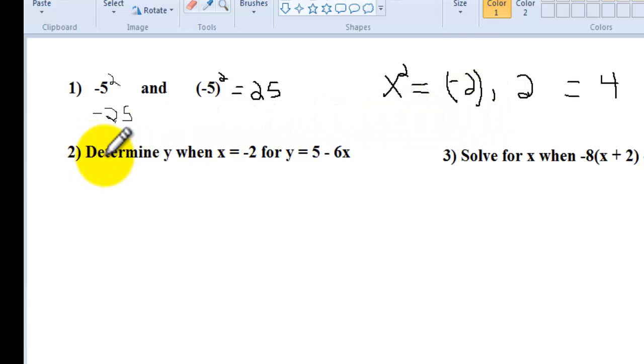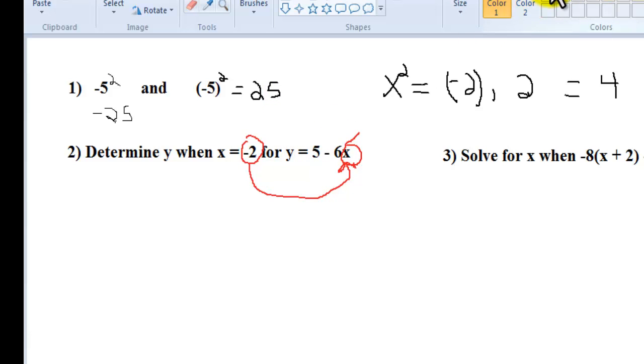Okay, so then for problem 2, determine y when x equals negative 2 for y equals 5 minus 6x. Meaning what you're doing here is you're taking this x and simply substituting this number. You're plugging the number in. You're going to remove the x from the equation, y equals 5 minus 6x, and replace it with the number negative 2.